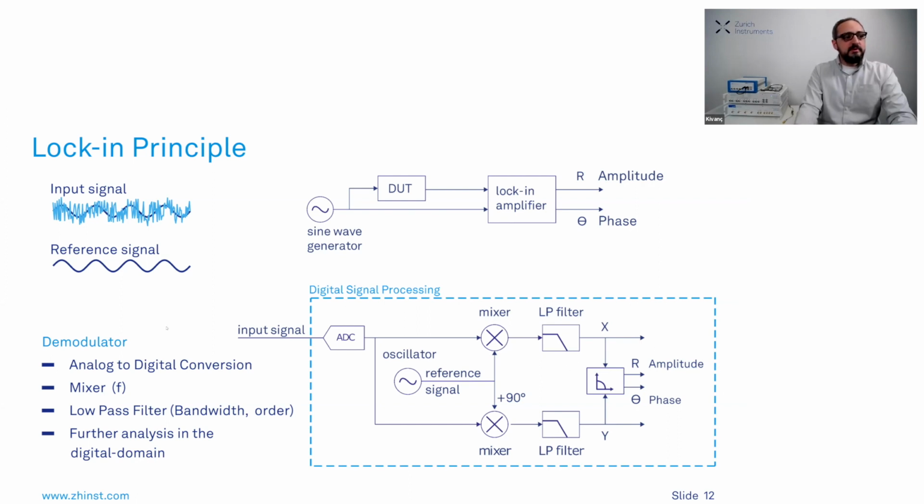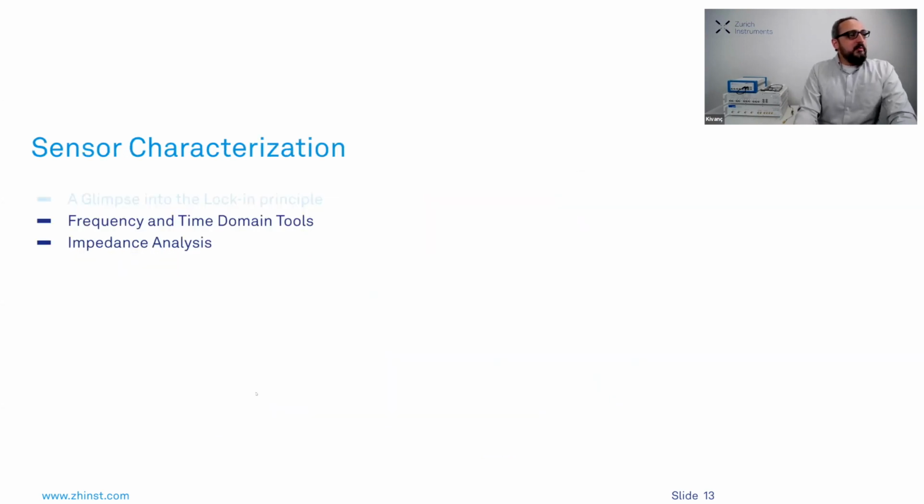So just to recap, this demodulation process starts with analog-to-digital conversion, mixing with a reference signal at a given frequency, and low-pass filtering that is determined by the bandwidth and order. I will not go too much into detail, but these two are very important parameters for this process. And now, since we have the information required in the digital domain, we can do further analysis, which can be parametric sweeping or building up control loops. So now we know what we are dealing with, and we can look at various tools.